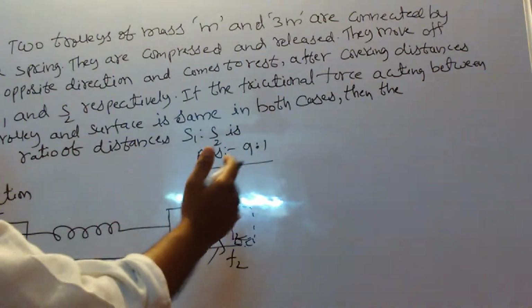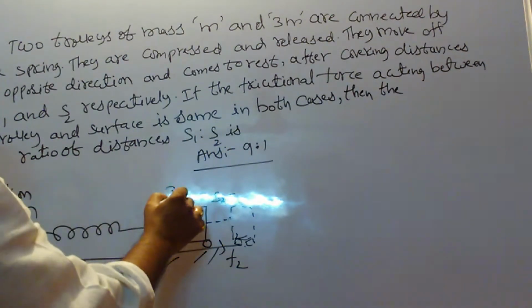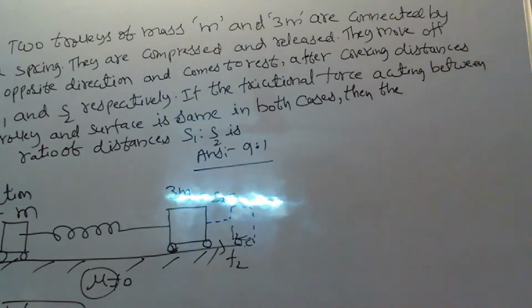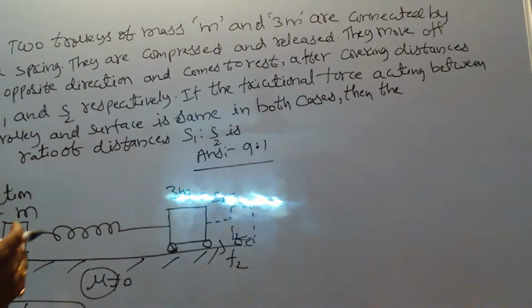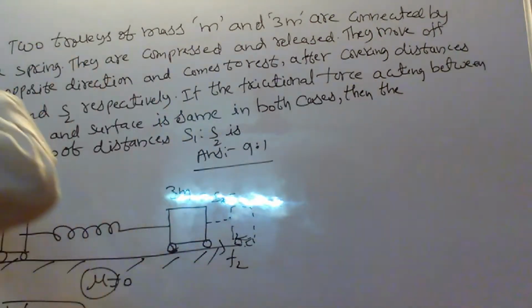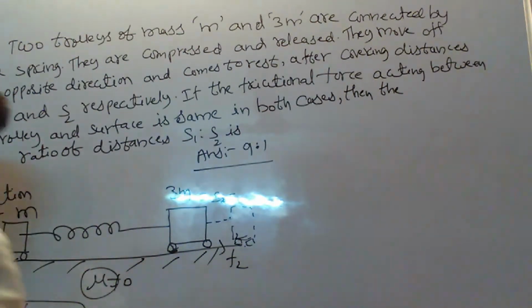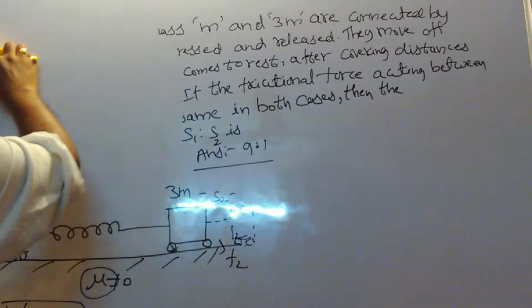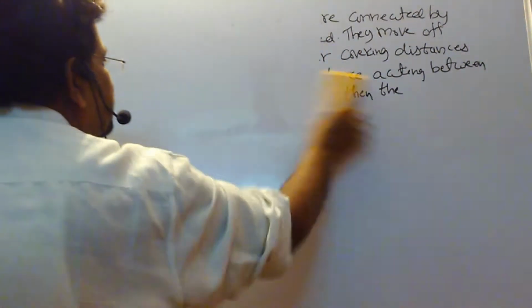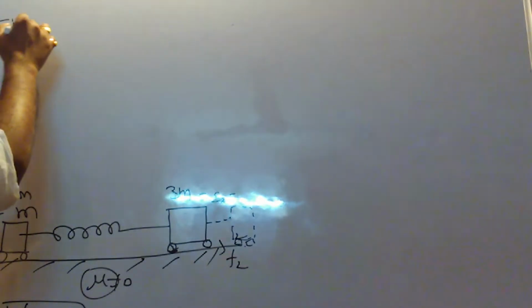We are compressing and releasing. This mass I am taking as m and this mass as 3m. After compressing, I am assuming X compression is created. After releasing, one goes this way and the other goes that way. Now I am taking the work energy theorem. What is the work energy theorem? We know it; now I am applying the work energy theorem formula.